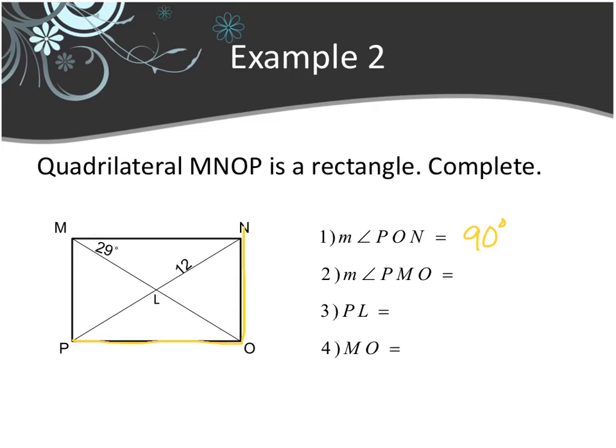So now let's find PMO. Is it 29? No, it's not. Isn't it 29? Is it 90? How is it 61? Because 90.